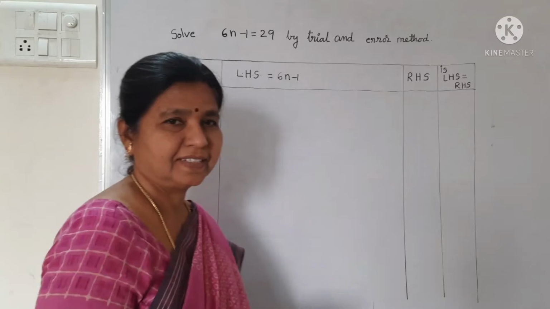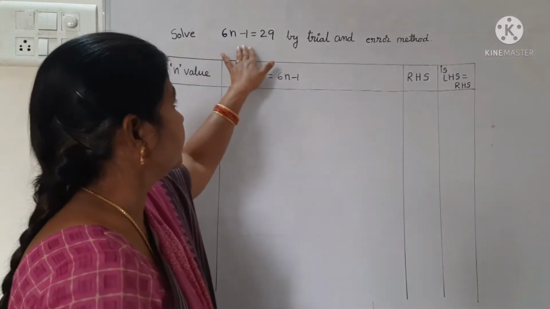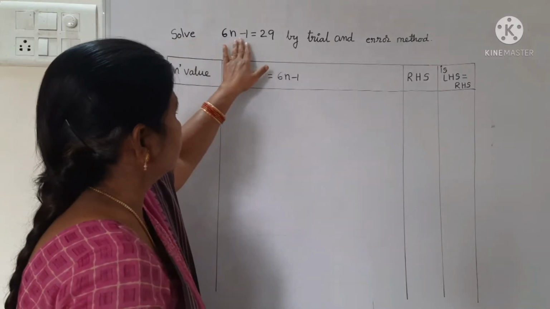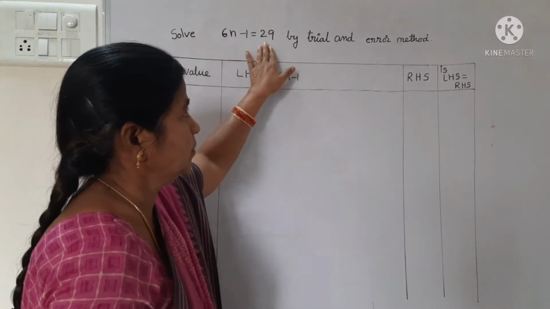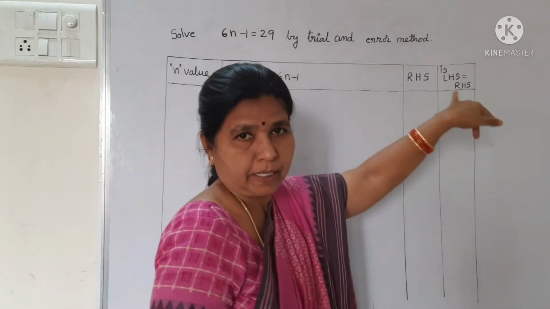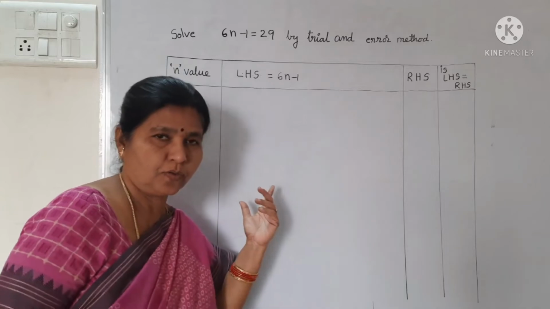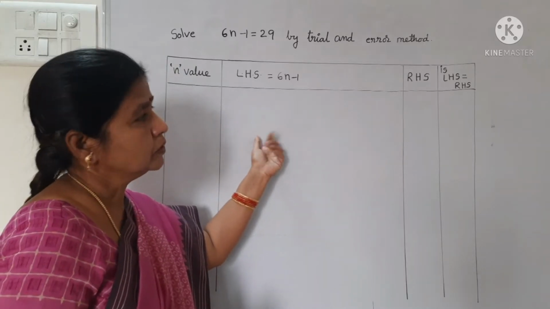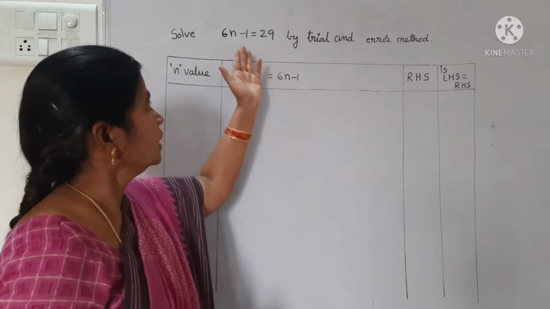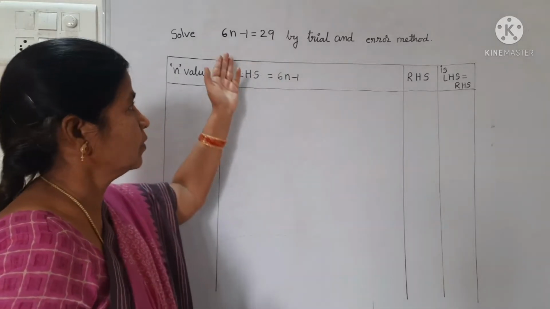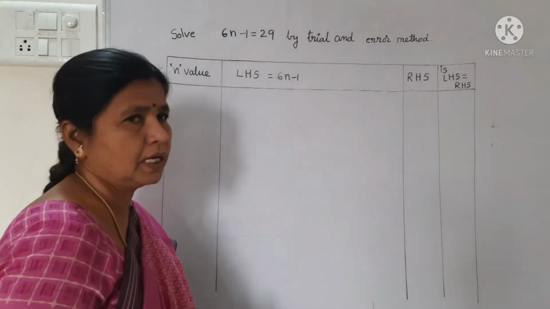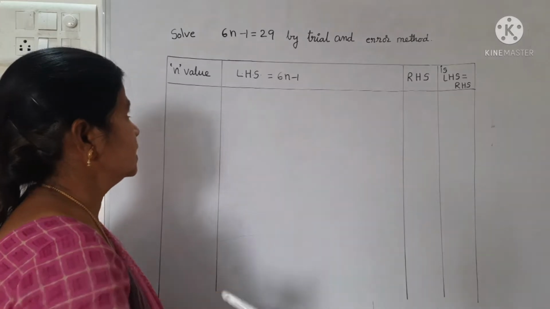In today's class, let us solve another problem. Solve 6n minus 29 by trial and error method. Trial and error method is nothing but we have to find the root of the equation. We have to find the root of this equation using the values.